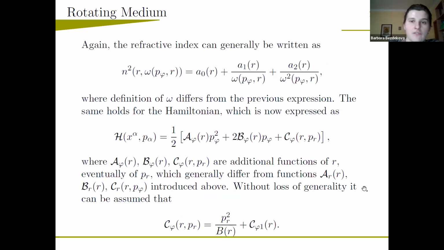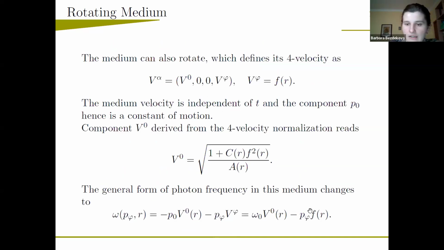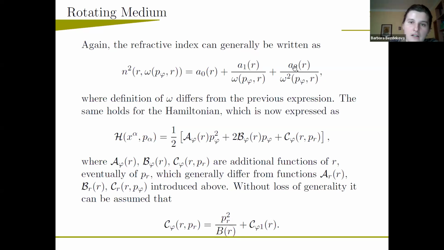And what is interesting now is that when I assume again this general form of the refractive index, where now the wave frequency is a function of p_phi because it's defined like that, in comparison to the radially falling medium, I actually find out that now the Hamiltonian is quadratic in p_phi instead of p_r, and again p_r enters just in this last term. These functions A, B, and C phi curl are different than in the previous case for the radially falling medium, but they can be found, and in my paper they are shown, but I don't think it's very useful.